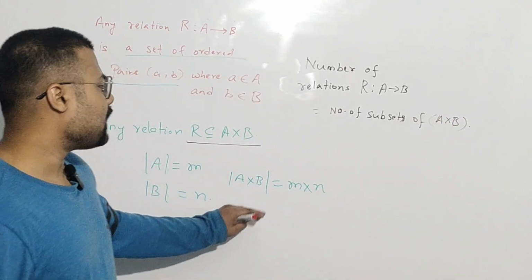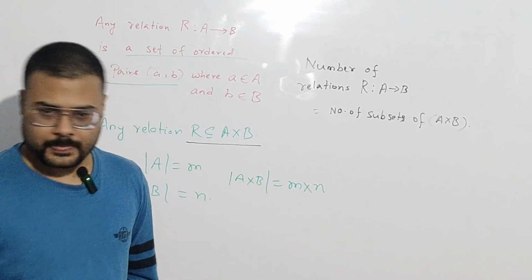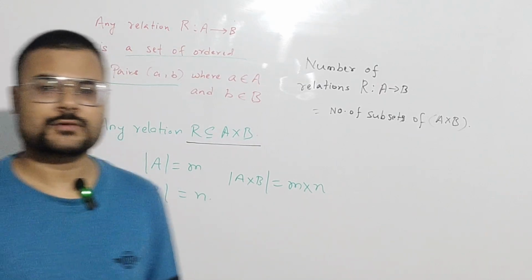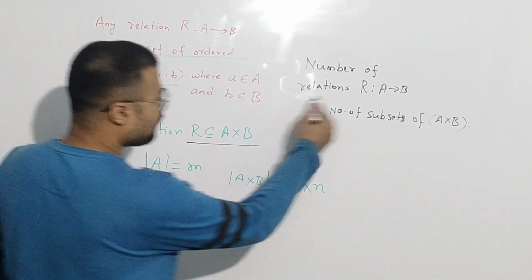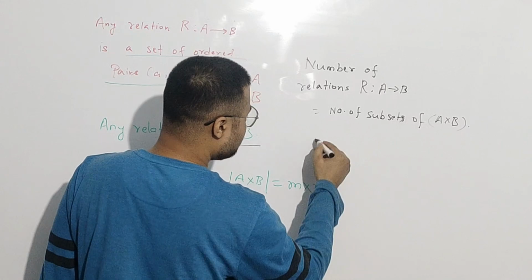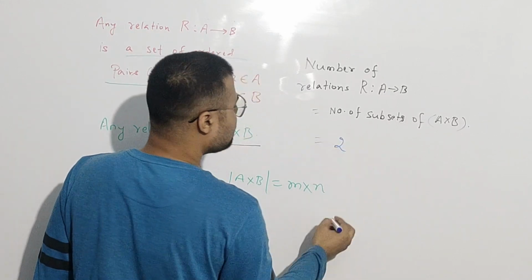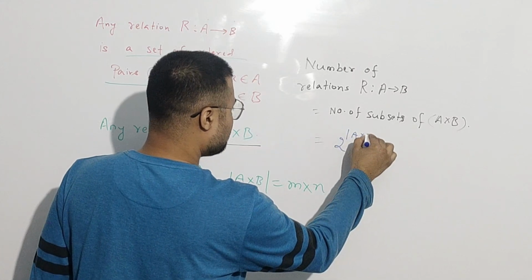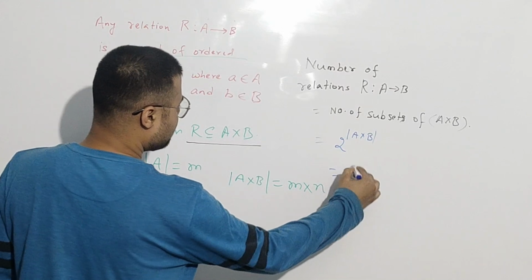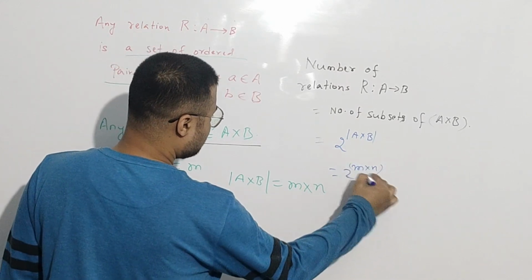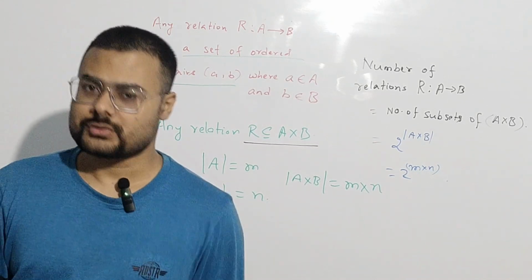And what is the cardinality of A cross B? It is M into N. So if a set has n elements, then what is the number of subsets? 2 power n. So the number of relations from A to B is equal to the number of subsets of A cross B, and this is equal to 2 to the power the number of elements in A cross B, which in this case is 2 to the power m into n. This is the number of relations possible between two sets A and B.